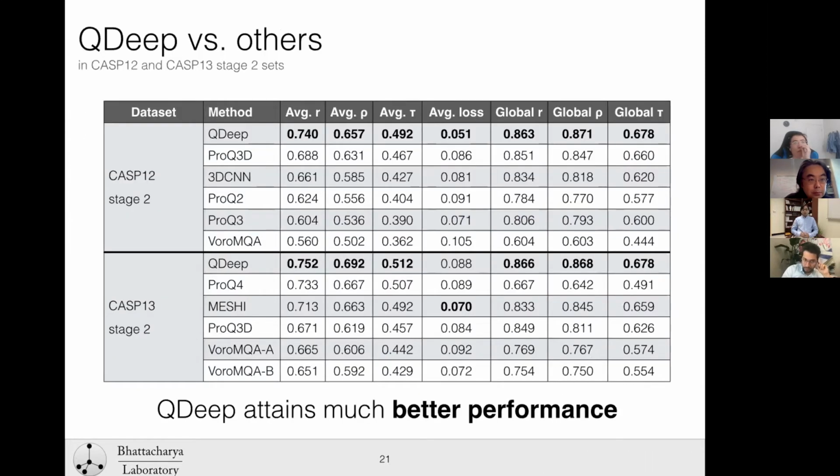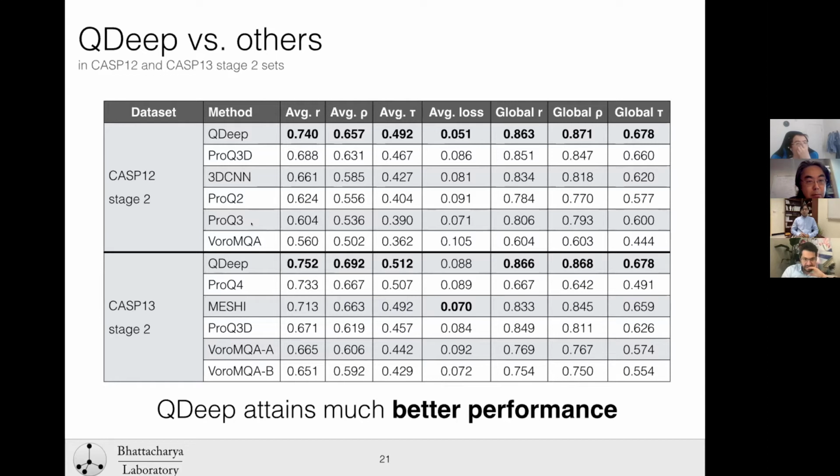Let me now show you some results. We evaluated QDeep performance on the CASP12 and CASP13 data sets and compared with some of the state-of-the-art quality estimation methods. We looked at various types of correlations, which measure how similar QDeep is to the real accuracy score, as well as the loss, which measures our ability to pick the best model from a pool of alternative models. It turns out that in both CASP12 and CASP13, QDeep outperforms the state-of-the-art quality estimation methods in a wide variety of metrics.